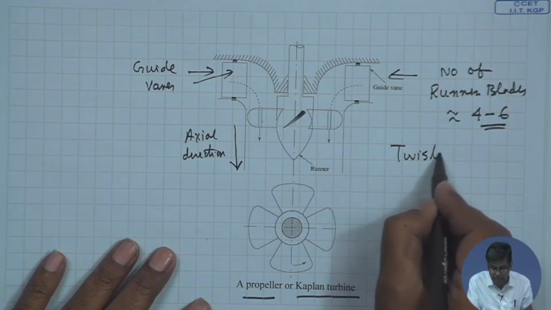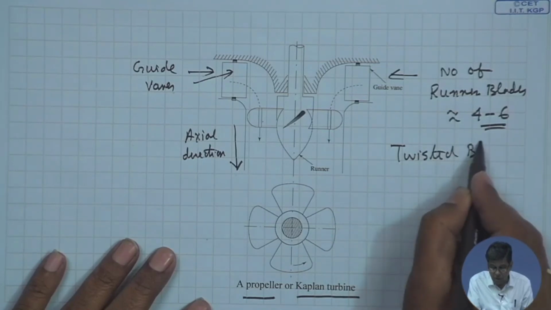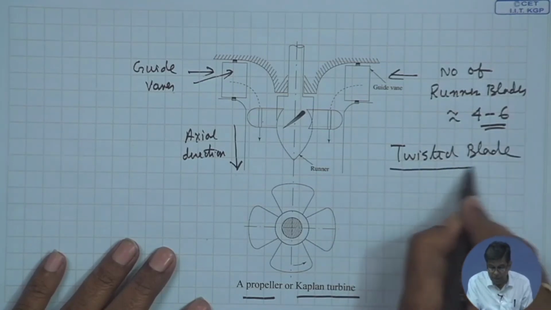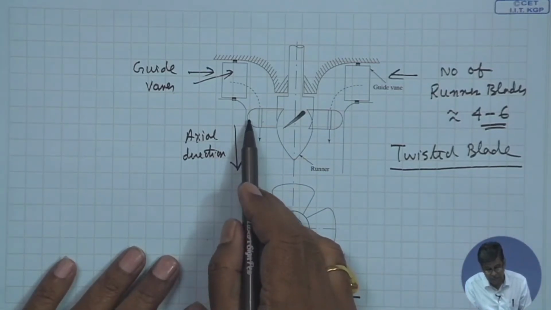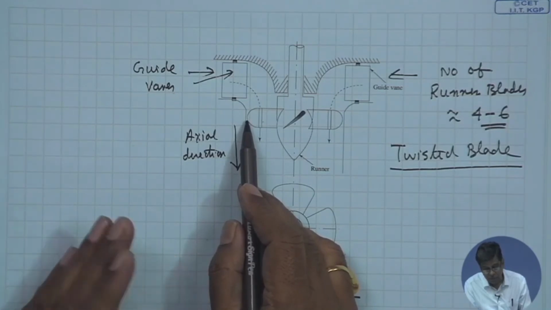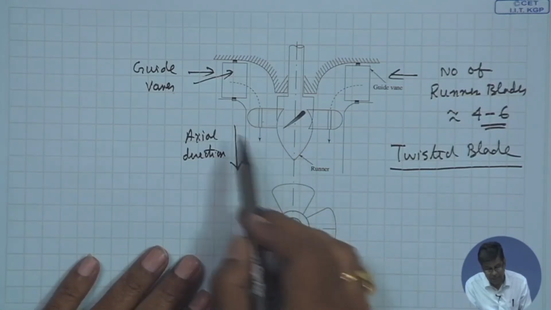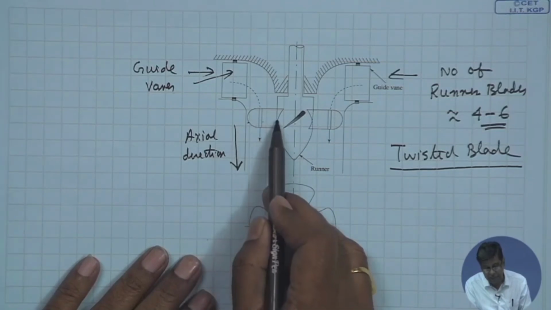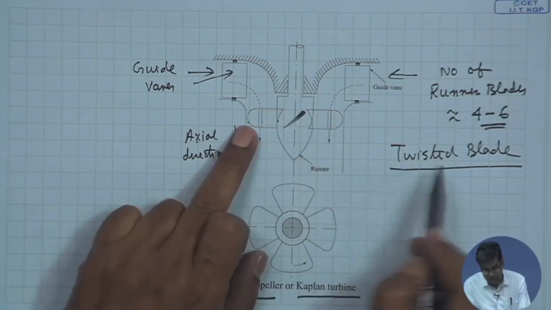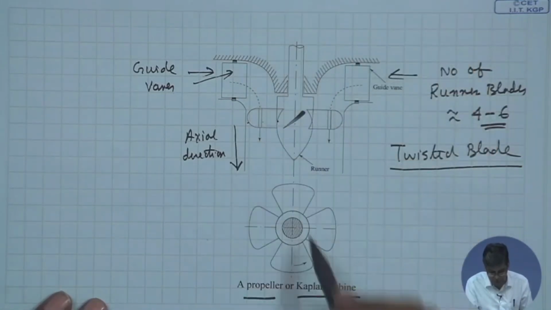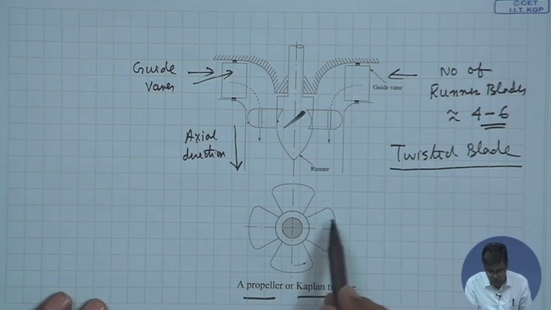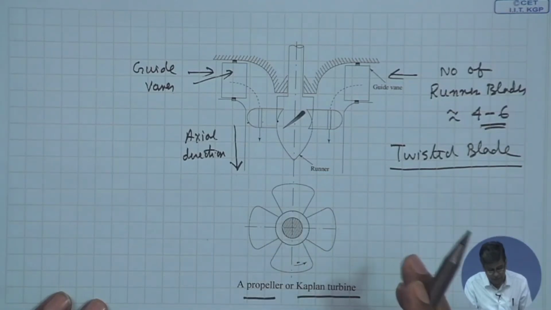So, in an axial flow turbine, the runner blades are twisted blades, where the angle of the blade, that is the angle of the tangent to the profile of the blade with the axial direction, is more at the tip and less at the root. This is regarding the geometry of the blade, and this is a view. If you see from the top, this is the view. There are 1, 2, 3, 4, as I have told, 4 to 6 runner blades. These have 4 blades. Okay.